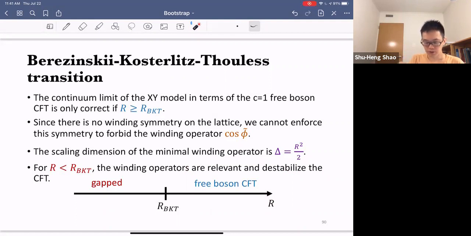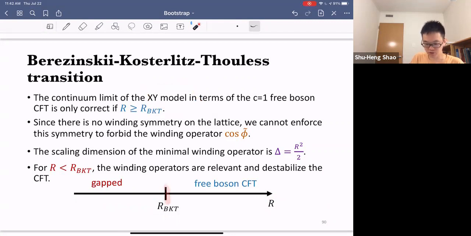But the absence of anomaly in the UV of this particular XY model also means that the low energy can be gapped. And that's indeed the case for the XY model. If you take the radius to be sufficiently small, the phase is trivially gapped. And that's not a contradiction, because the XY model doesn't have any anomaly.